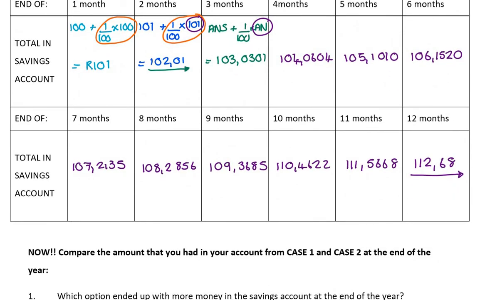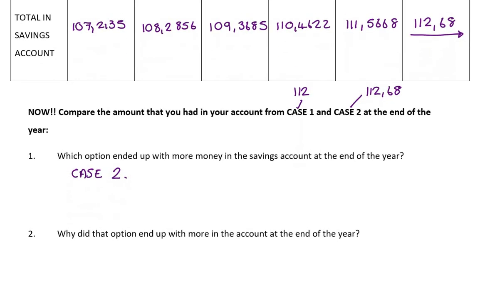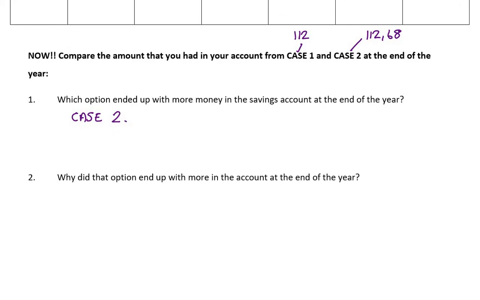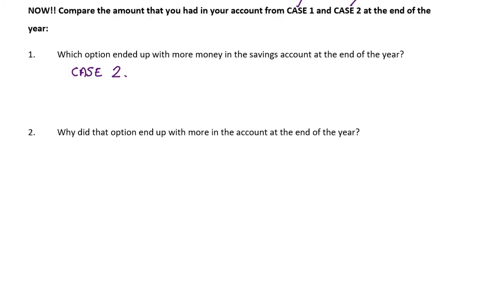Okay, now let's compare the amount we had in case 1. If I remember correctly, it was 112 Rand in case 1, and in case 2, 112 Rand and 68 cents. Which option landed up with more money? Well, clearly case 2, a whopping 68 cents extra. Again, don't let that fool you. The moment you're talking about millions of rands, that's a lot of money. Why did that option end up with more money in the account at the end of the year?